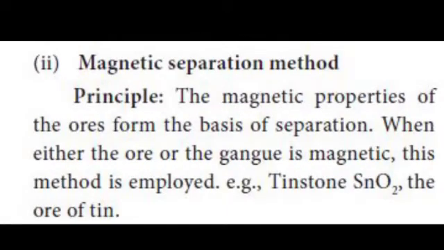And then the second method, magnetic separation method. In this method, what is the principle? The magnetic properties of the ores form the basis of separation. When either the ore or the gangue is magnetic, this method is employed. Employed means this method is used. Example, tin stone, formula SnO2, the ore of tin.